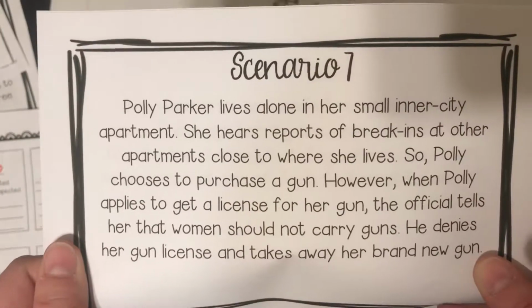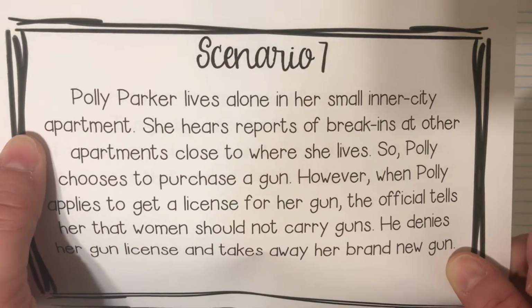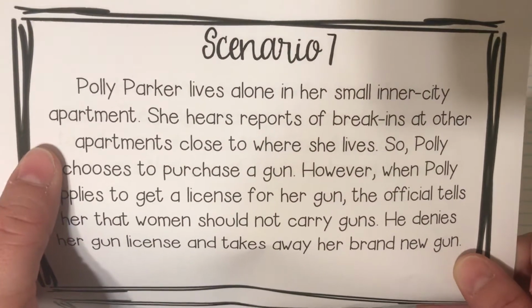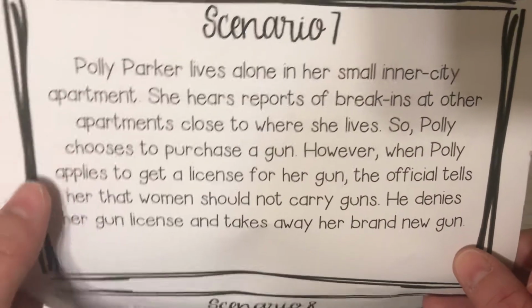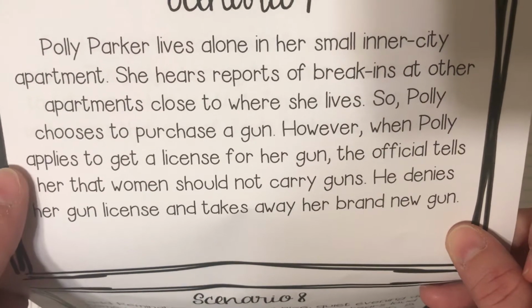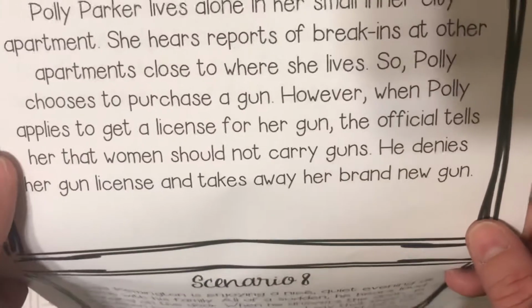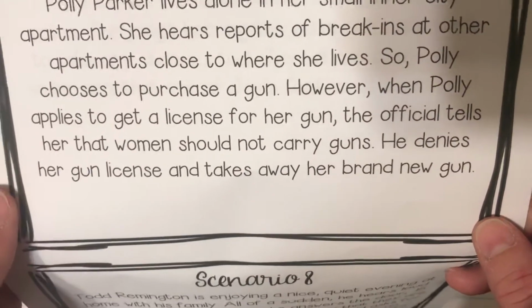Moving along. Polly Parker lives alone in her small inner city apartment. She hears reports of break-ins at other apartments close to where she lives, so Polly chooses to purchase a gun. However, when Polly applies to get a license for her gun, the official tells her that women should not carry guns. He denies her gun license and takes away her brand new gun.